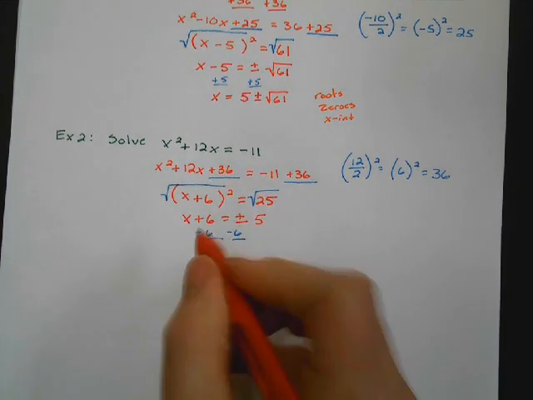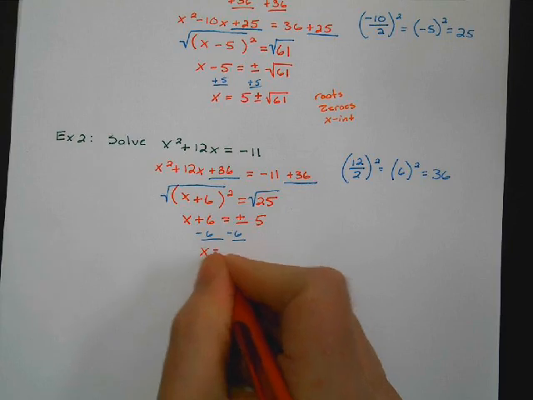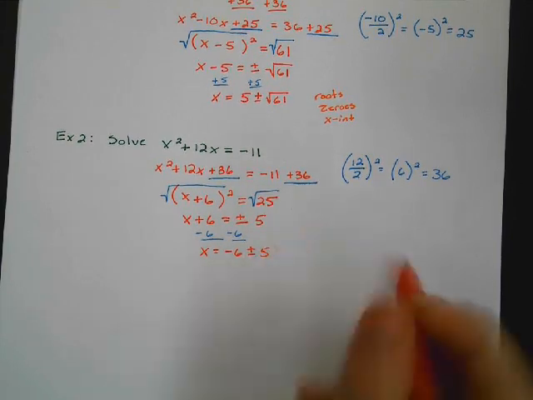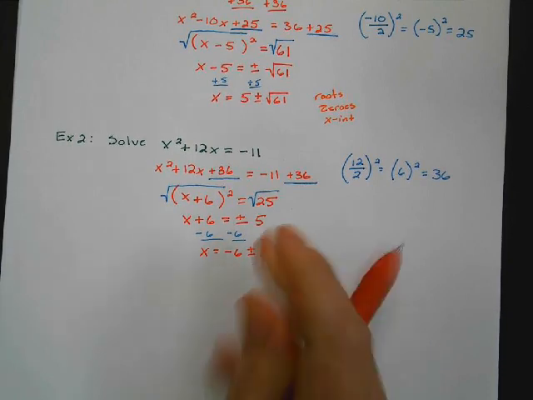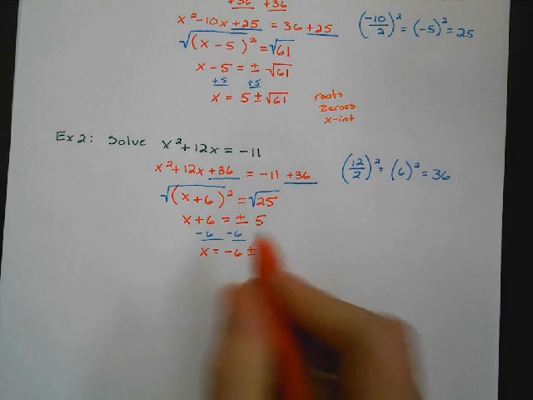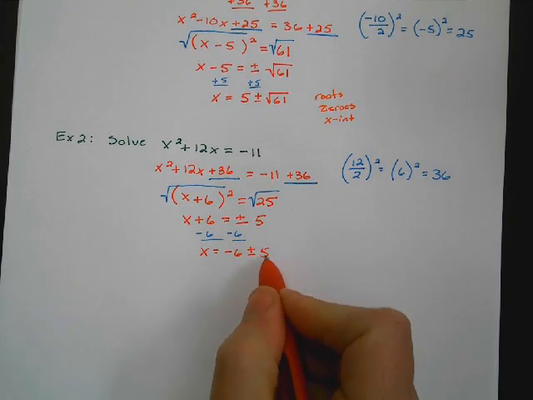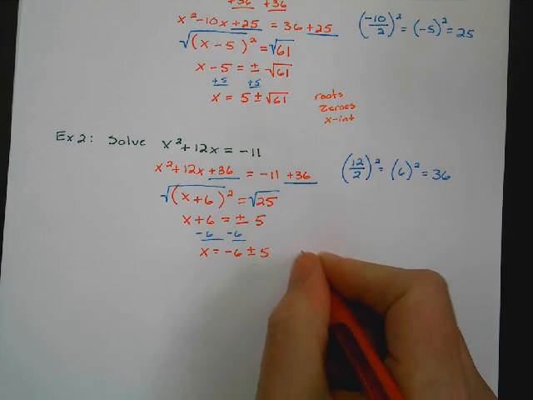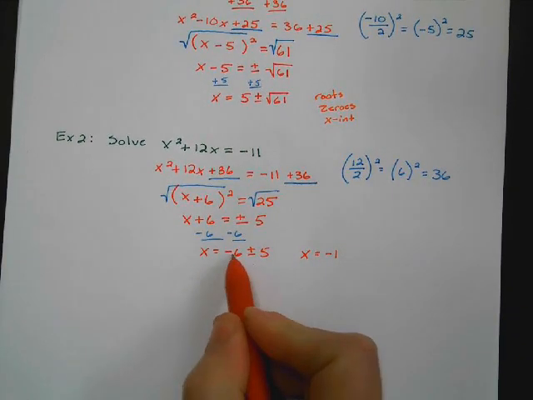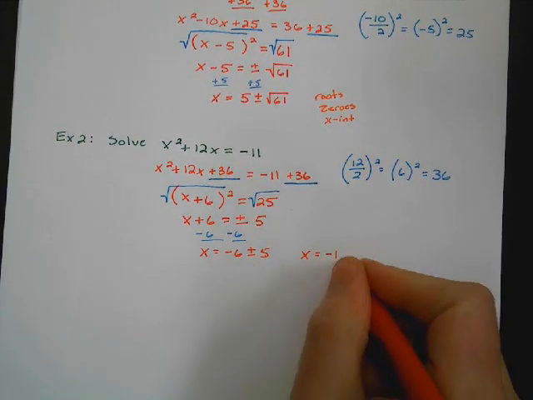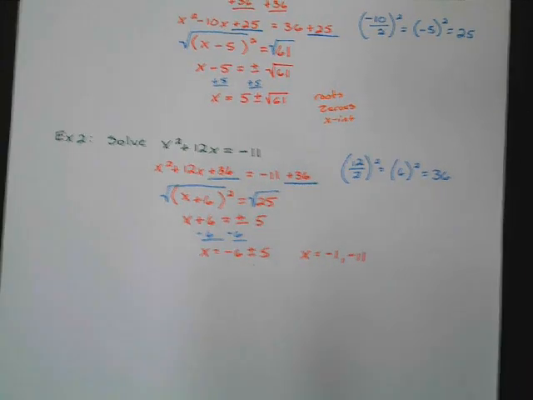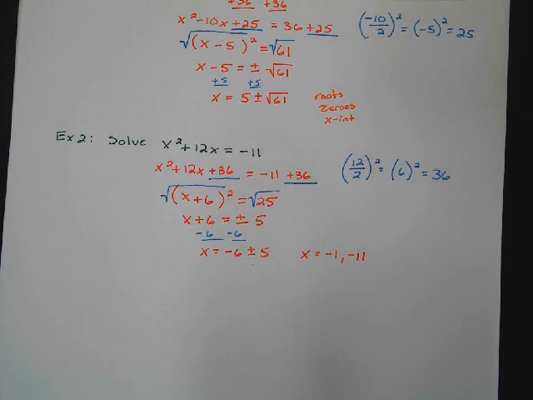And we get x equals negative 6 plus or minus 5. Now, since this is a whole number, we can give the actual two answers. One of the answers would be negative 6 plus 5, which would be negative 1. The other answer would be negative 6 minus 5, which would be negative 11. So our two solutions to this equation would be negative 1 and negative 11.